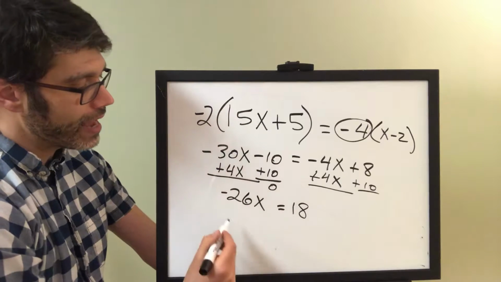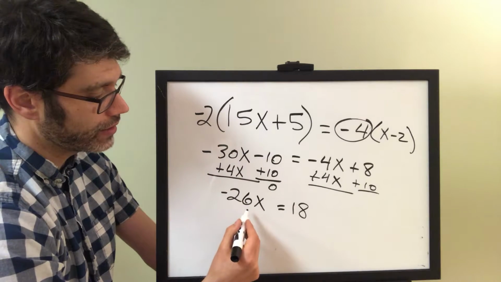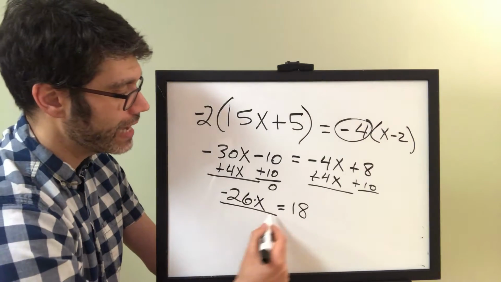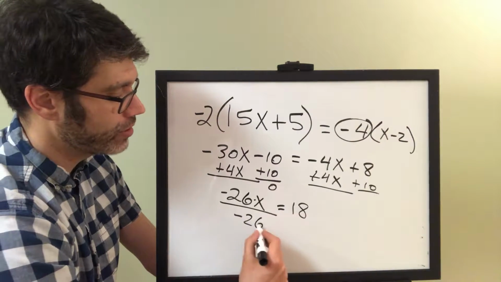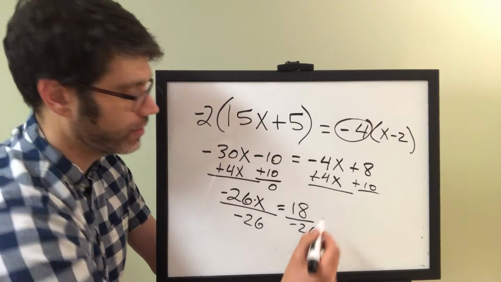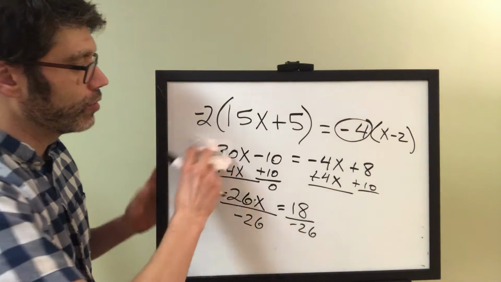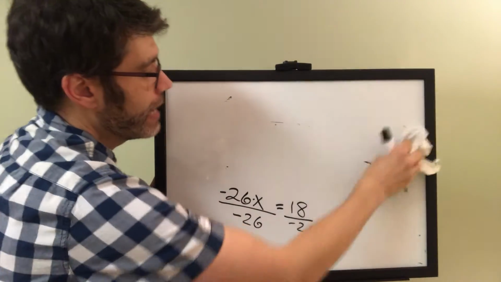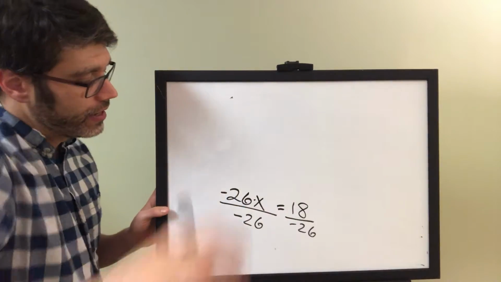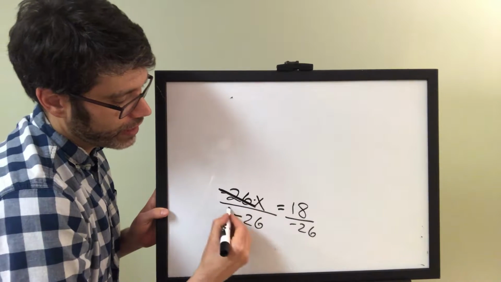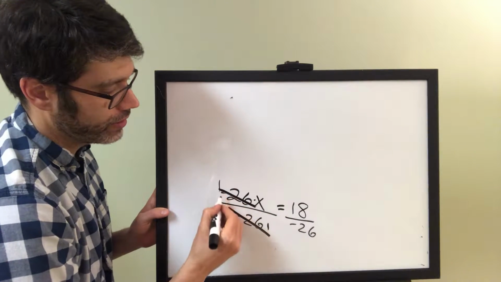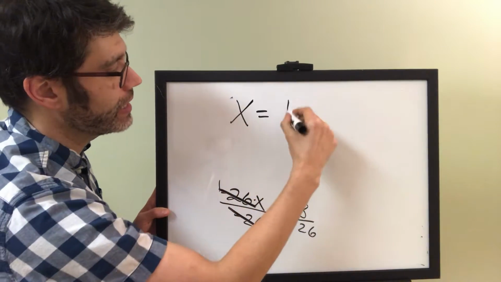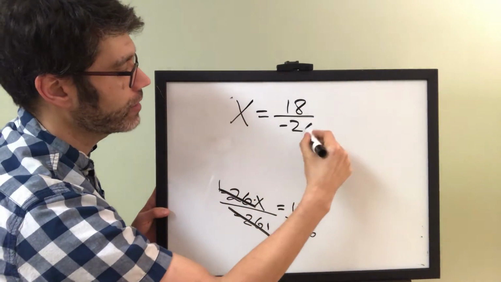All right, now we have -26 times x equals a +18. To get this x isolated, you divide both sides by -26. All right, so let's just make a little bit more room here. So what in the end we're going to have, this -26 over -26 cancels out just to ones, and 1 times x is just x. And here we have 18 over -26.